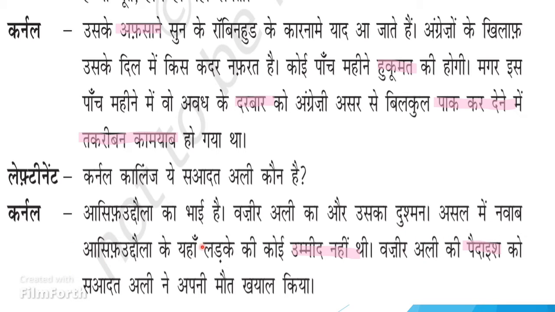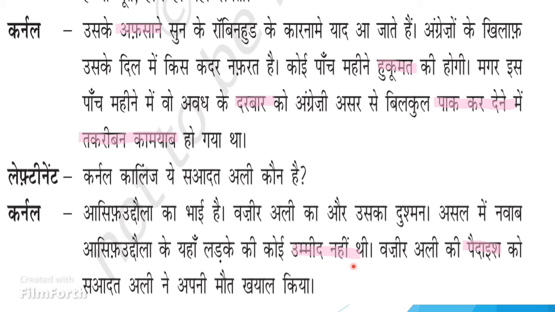असल में नवाब आसिफ उदौला के यहाँ लड़के की कोई उम्मीद नहीं थी. Actually, Asif Udawla was hopeless. He was thinking that he will not have any boys in his family. No boys will be born. Umeed nahi thi means there was no hope for any boy being born in their family, Asif Udawla's family. So at that time, his brother Saadat Ali thought that after his period, Asif Udawla's period, he will inherit the kingdom because they don't have any boys. And during those periods, it was a general rule that the father's kingdom will be inherited by his son only, not daughters. So Saadat Ali was hopeful that after Asif Udawla, he will be inheriting his kingdom.